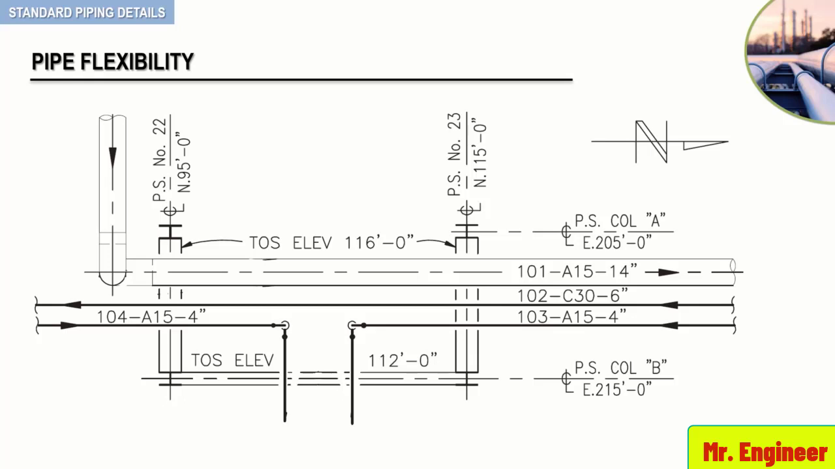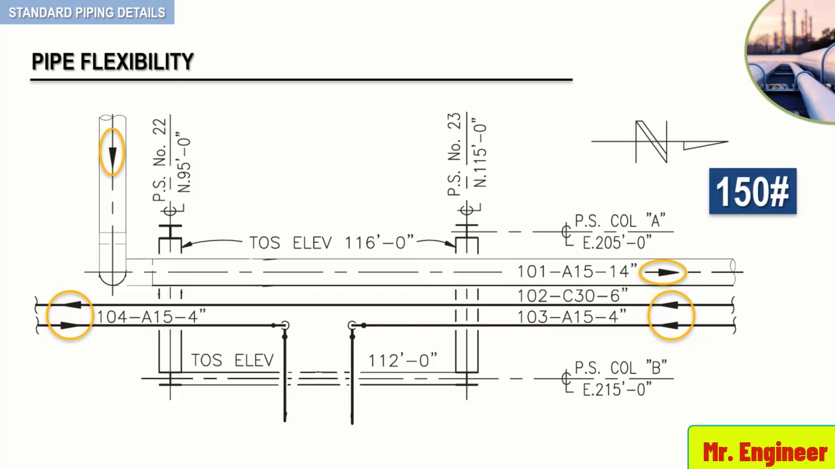Here we have 4 150-pound rating pipes. Pipe 101 is drawn double line as its nominal pipe size is above 12 inch. Pipe 102, 103, and 104 are drawn single line since their nominal pipe sizes are below 12 inch. The arrows that you can see here indicate the direction of flow.